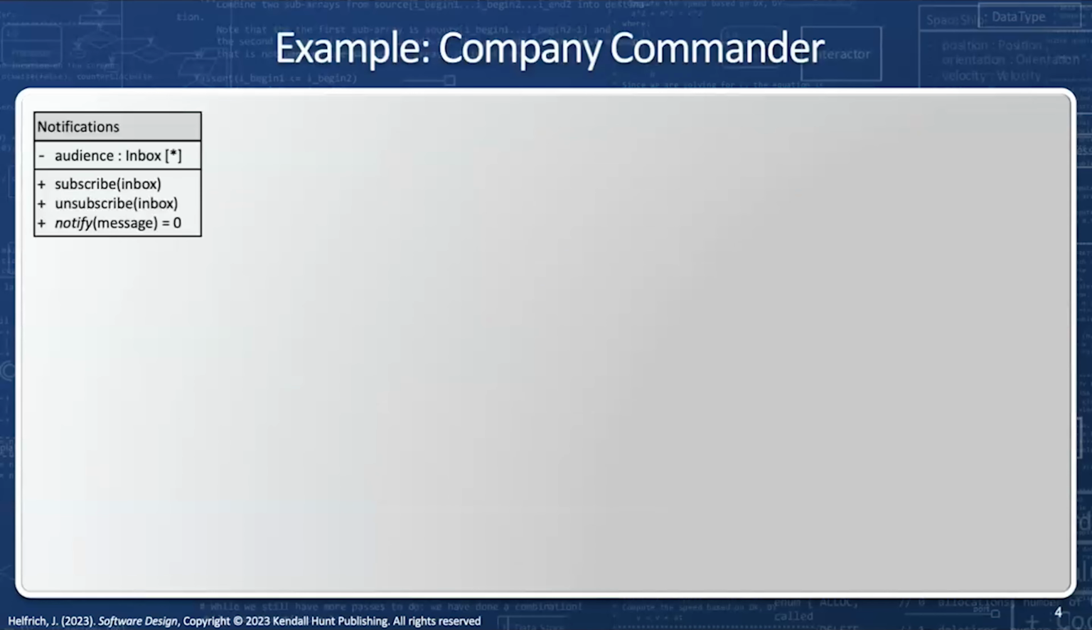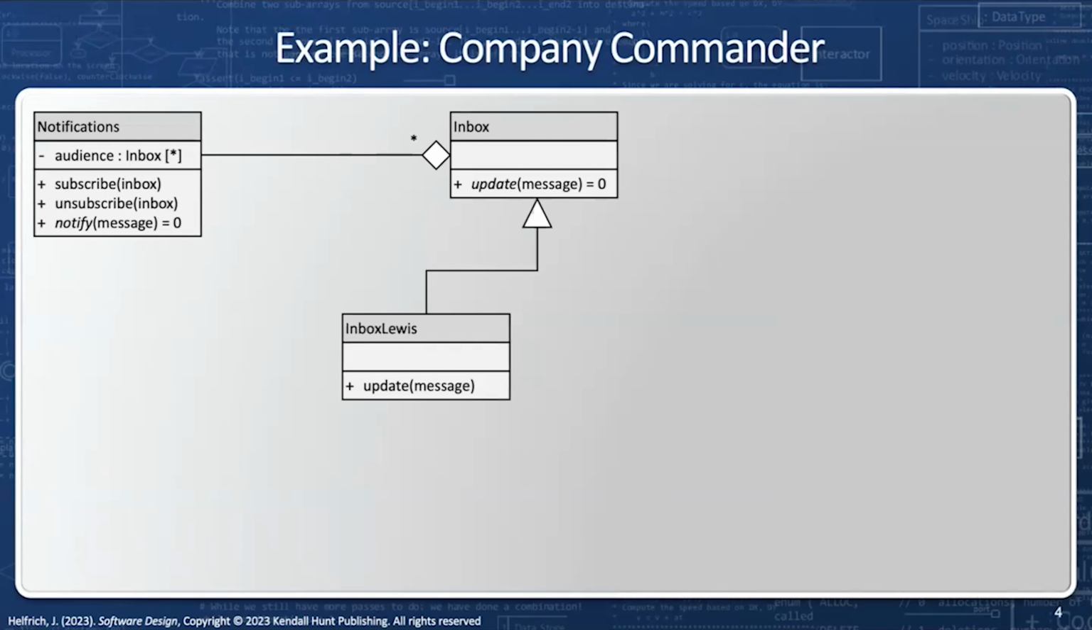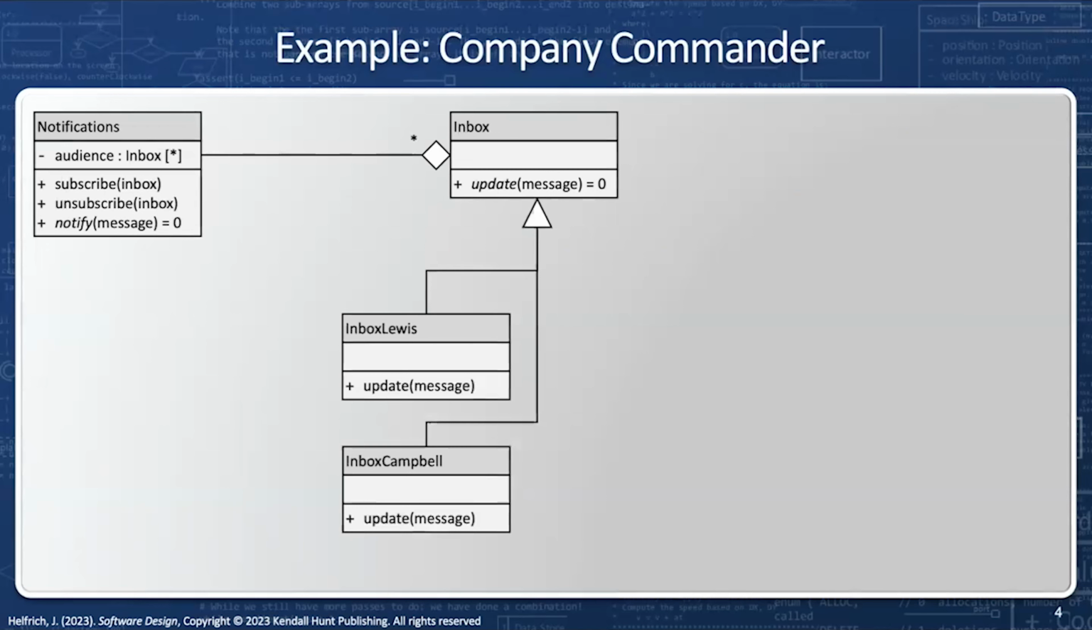Back to our company commander. We're going to have some notifications, and we're going to call it an inbox. And we're going to have our subscribe, unsubscribe, and notify. So the inbox is going to take the update message. And so there are going to be many potential inboxes in my notification list. So we're going to have two inboxes, one for Lieutenant Lewis and one for Captain Campbell. Now notice I could have many different inboxes, but I'll just do two now.